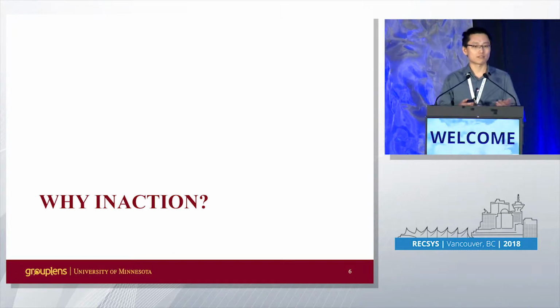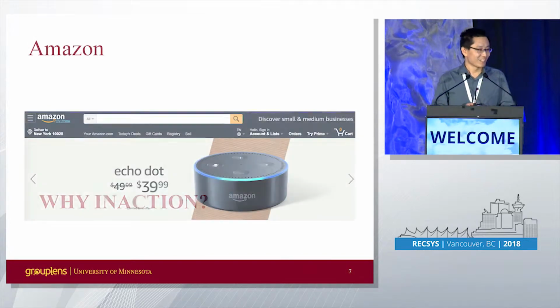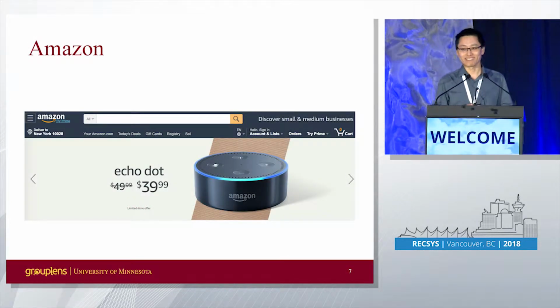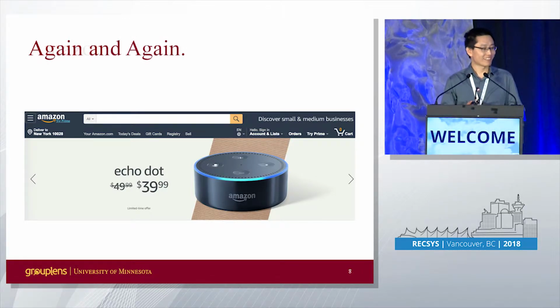Why does inaction matter? I will illustrate with two examples, one from Amazon, another one from YouTube. Hope this is fun. How many of you have seen these recommendations right in front of your face? How many of you have seen this again and again? So obviously, it depends on how many times it takes for Amazon to take the hint. Okay, it's enough. Maybe the system would be better to show something else.